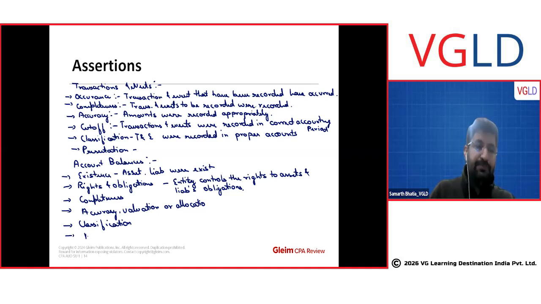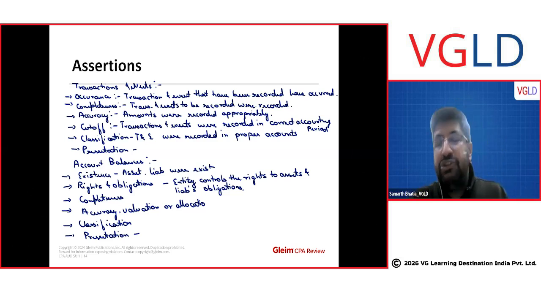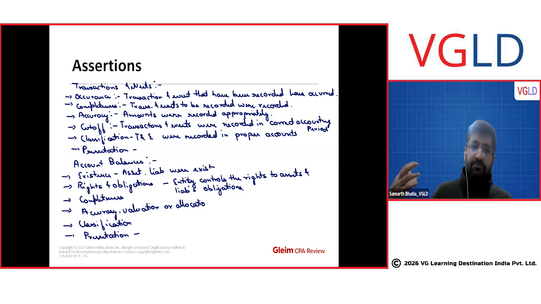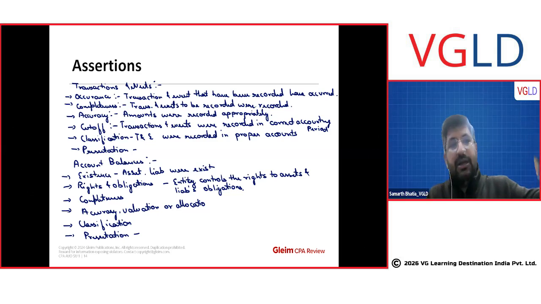Then presentation. Presentation means how I'm showing my assets, liabilities, and equity. Whether I'm showing it appropriately in the balance sheet or not. A lot of times, what companies do, they want to show lesser long-term liabilities. So they convert the long-term liability into current liability, so that a lesser balance will be showing in their non-current liability, just to obtain the loan. So presentation should be accurate whenever we are talking about assets, liability, and equity.